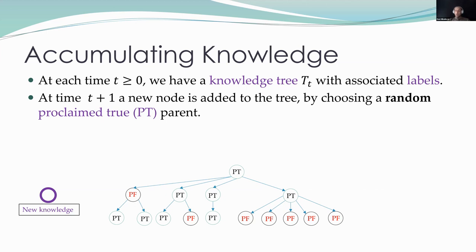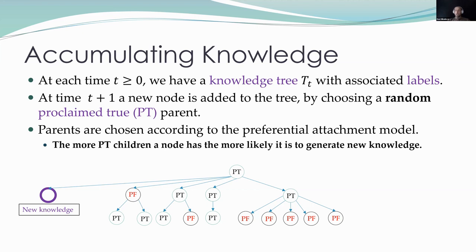How do you choose a random parent? This is done according to the preferential attachment model. In brief, the more children you have, and here we only consider proclaimed true children, the more influential you are, and the more likely you are to spawn new knowledge. So basically the higher the degree of a node is, the more likely it is to be the parent of a new node. Now, what are the labels of each given new node? The public label is always proclaimed true. It's assumed to be true until proven otherwise. So that was the process of accumulating knowledge.